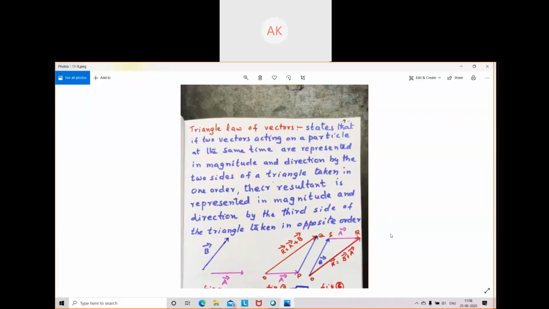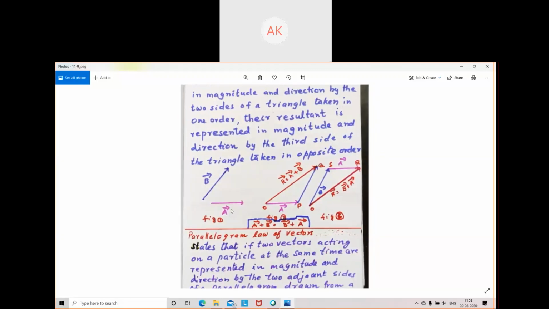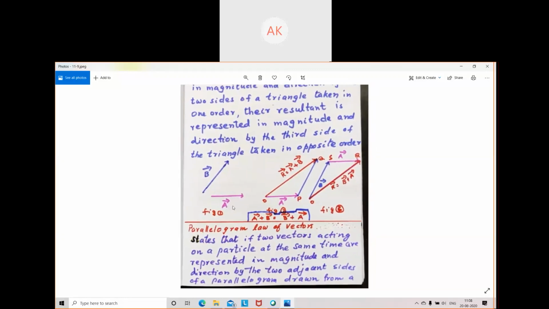Okay, the triangle law of vector addition we were discussing yesterday. So here two vectors are given, vector A and vector B. And how will you add them using the triangle law of vectors? That is what we have to study. And the statement also you should know.